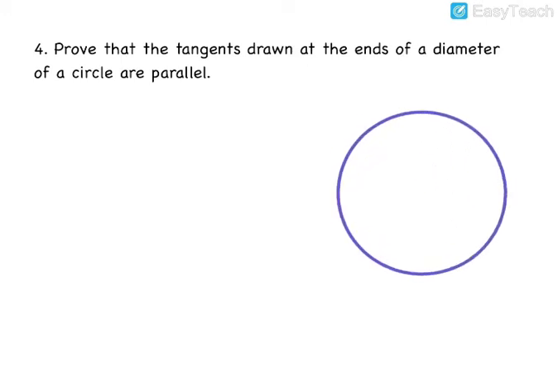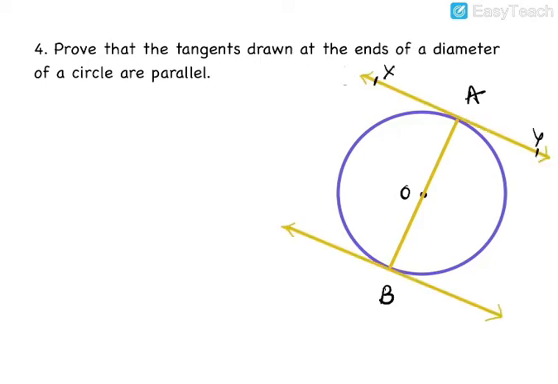Draw a circle. Let's mark the center of the circle over here. Let's draw the diameter of this circle which passes through the center. Label the ends of the diameter as A and B. So lines XY and PQ are the 2 tangents that have points of contact A and B respectively.